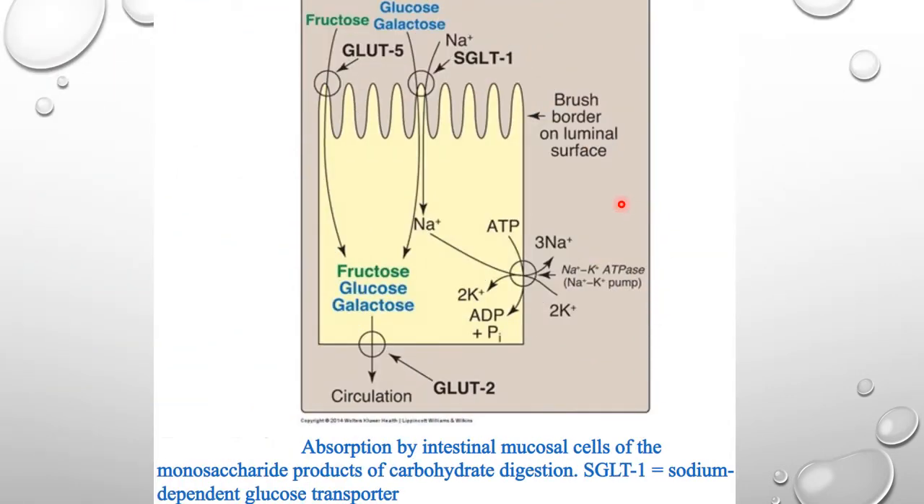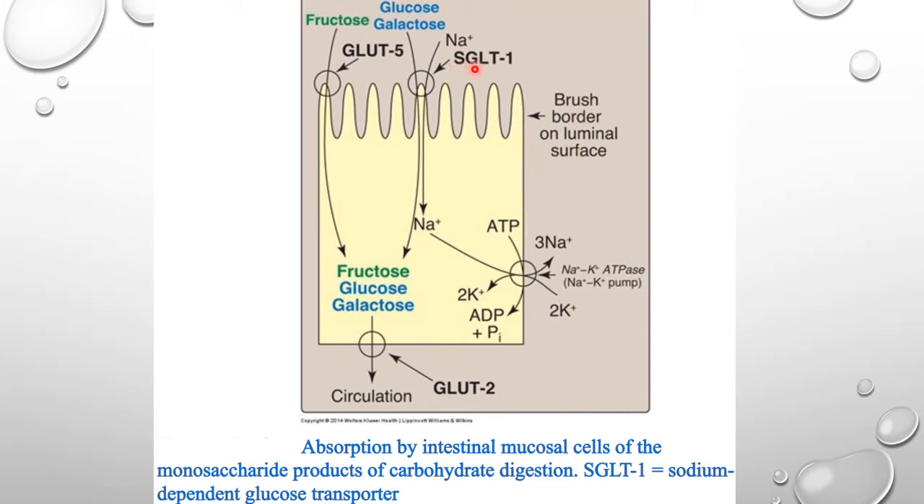This figure is showing absorption of monosaccharides that we have produced with the help of carbohydrate digestion in the intestinal lumen. So here we have fructose, glucose, and galactose in the intestinal lumen, and these are now going to cross the intestinal mucosal cells. There are two types of transporters. One is called GLUT5 and another one is SGLT1. GLUT is for glucose transporter 5 and SGLT1 is for sodium dependent glucose transporter 1. These transporters are present on the brush border on the luminal surface of intestinal mucosal cells.